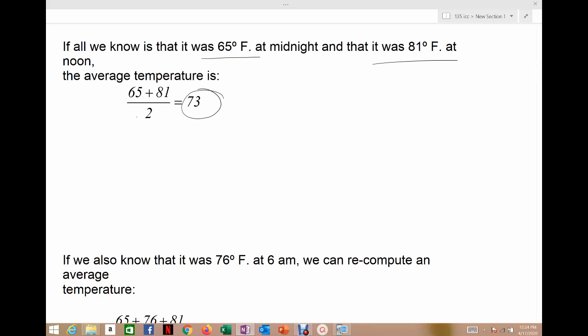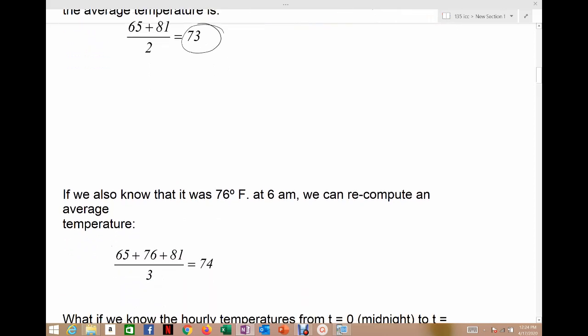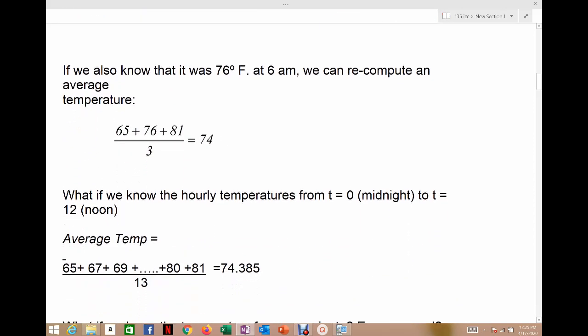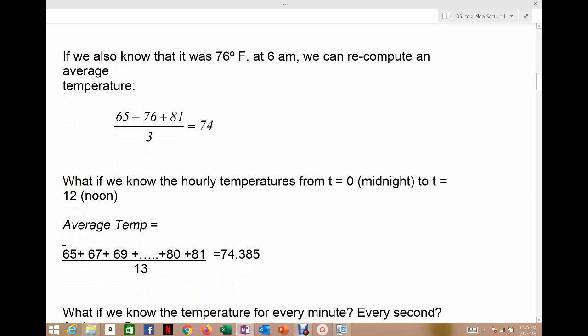All right, well, this is a fine average, but it might not be super accurate, so suppose we decide to take another temperature in the middle of the day, halfway through. So we take three temperatures: at midnight, at 6 a.m., and at noon. 6 a.m. would be halfway between midnight and noon, and we average those. So now I've got three values, and I'm going to find their average. I add up my three temperatures and divide by 3. I'm probably getting a little closer to what the actual average is.